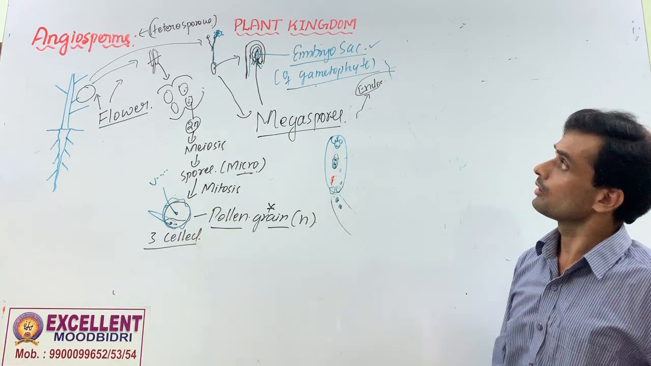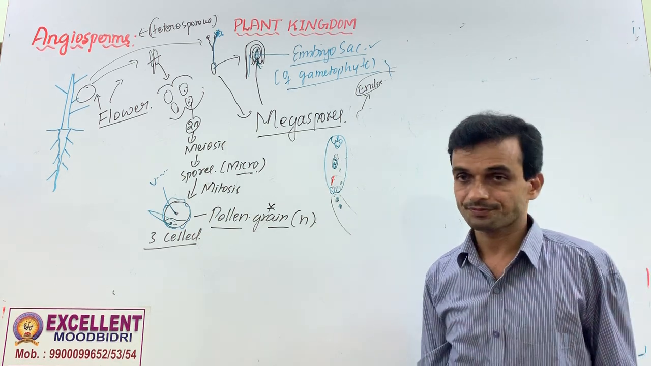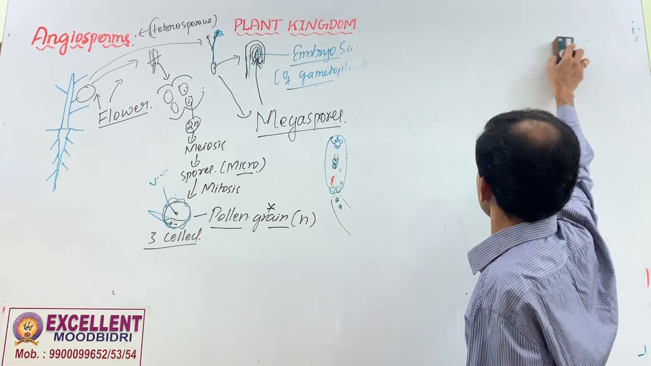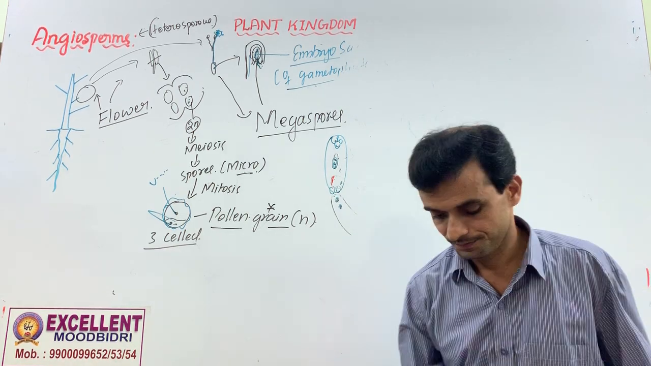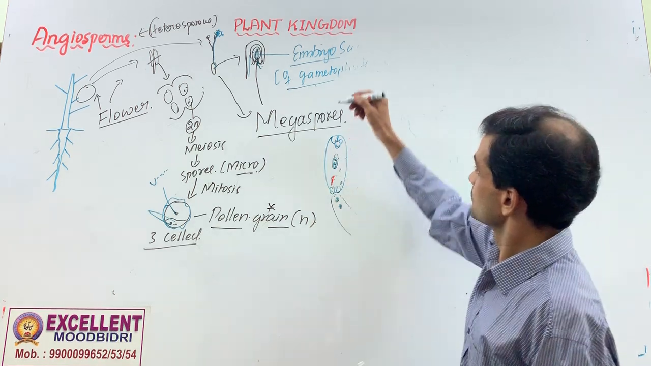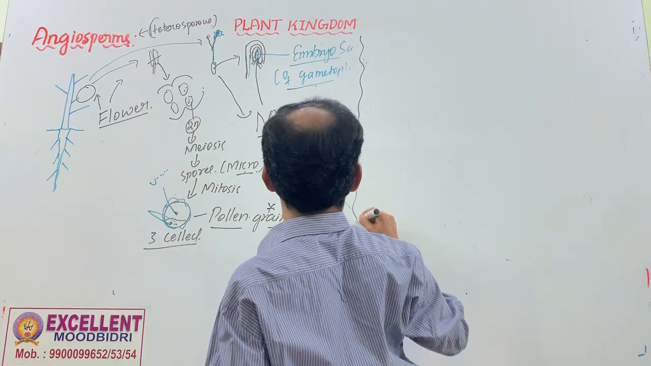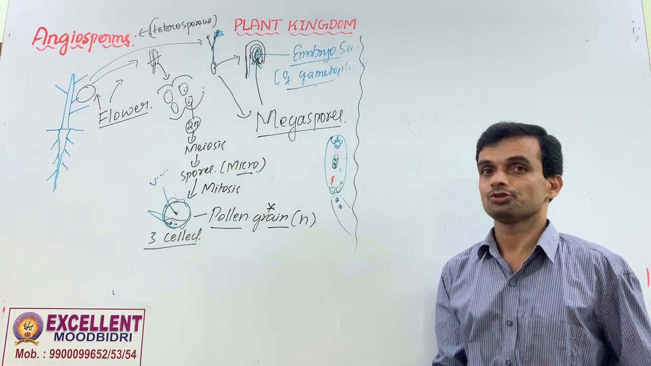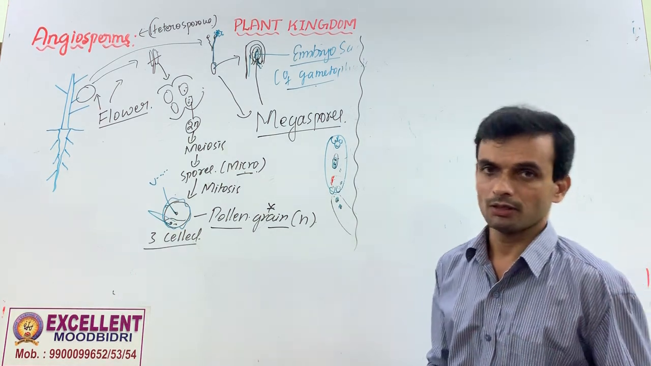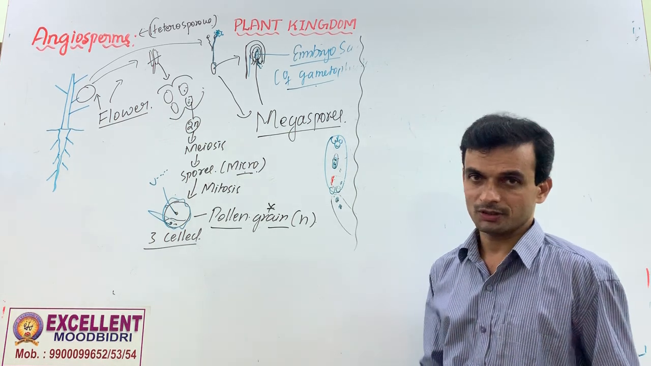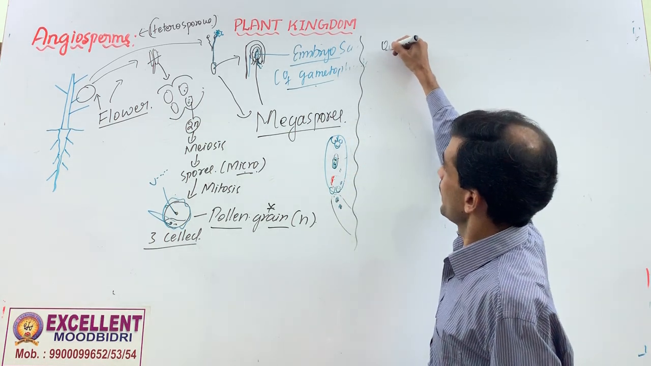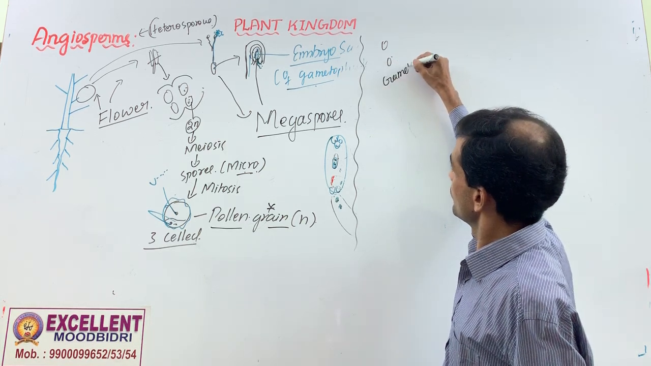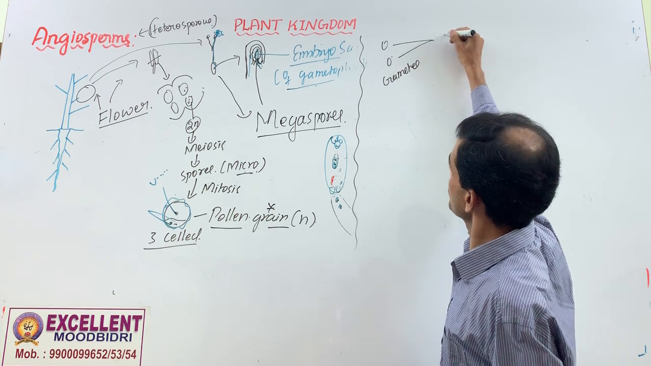Not only angiosperms, all divisions of the plant kingdom. When it comes to alternation of generation or life cycle, I have to start from algae, not only angiosperms. In most of the algae, Volvox or Spirogyra or Chlamydomonas, gametes are formed. Gametes fuse to form a zygote.